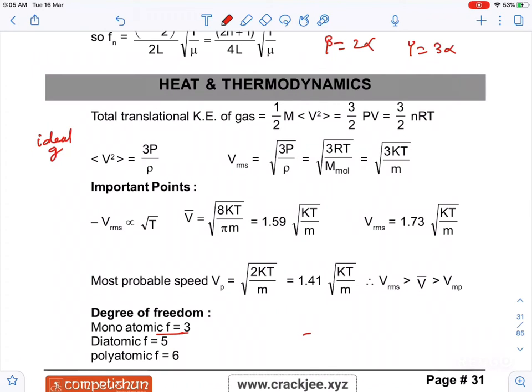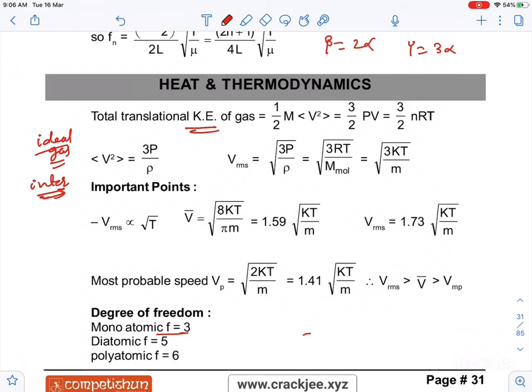Because see guys, if you see the ideal gas properties, ideal gas molecules are very negligible in size, and an ideal gas has zero interaction with another molecule. Since interaction is zero, potential energy is zero. So I can say that if potential energy is not there, total energy can be written as kinetic energy. That is why the topic is kinetic theory of gases.